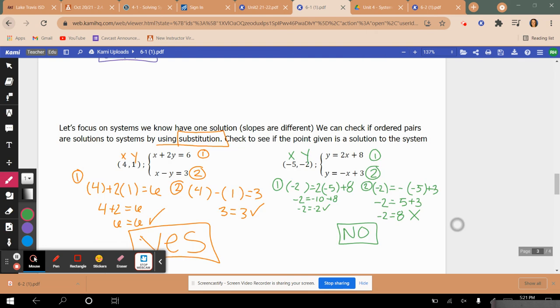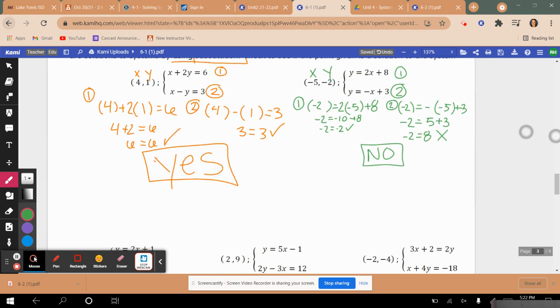Anytime you get something that is not true and that you have to put an x, you can stop at that point. You have proved that it is not a solution because it is not a solution to one of them, and you can say no. So if we would have solved the second problem first, and would have found out that it didn't work, you could have stopped at that point, said no, and circled your answer.